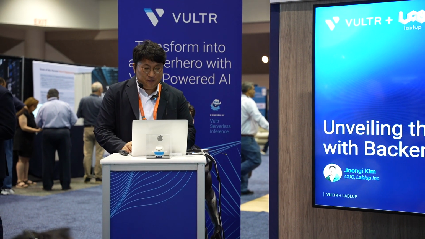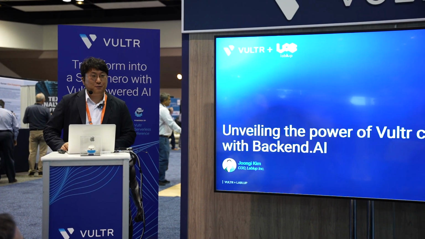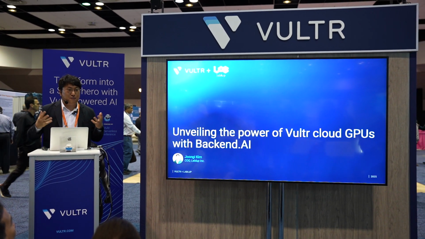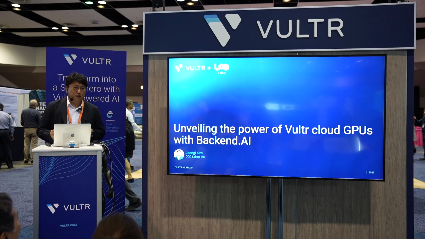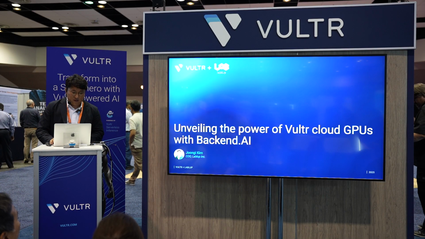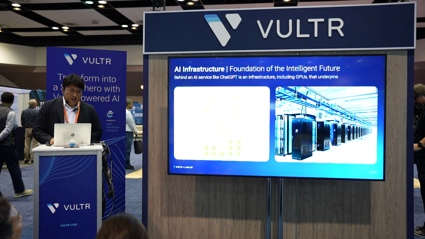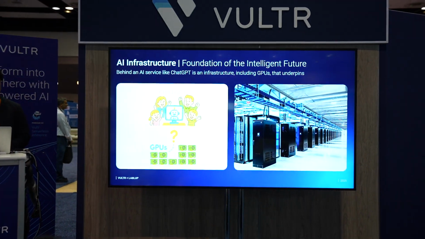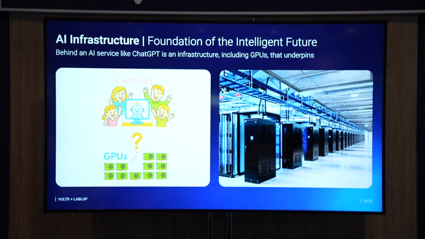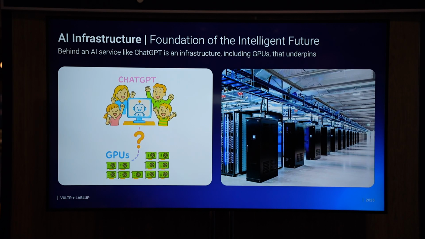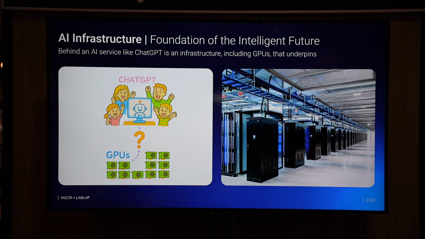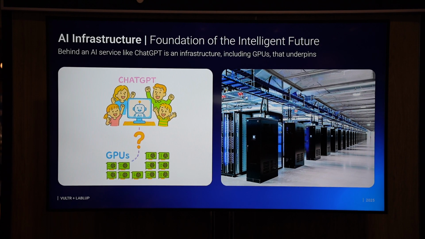So, yeah, now I'm going to talk about how Backend.AI, our AI infrastructure management solution, has integrated with the virtual cloud to unveil the power of the virtual cloud GPU performance. AI infrastructure is becoming a big challenge nowadays. ChatGPT and all the AI tools from many companies are coming out. Behind the scenes, we have a very huge size and scale of AI infrastructures, and the challenge here is dealing with more scale, the complexity and the cost itself.